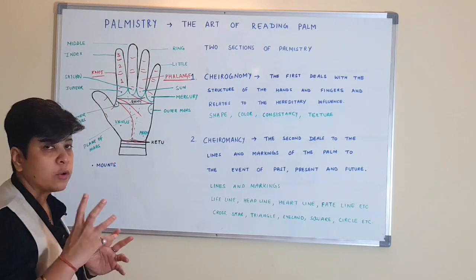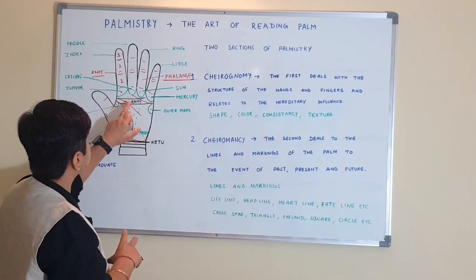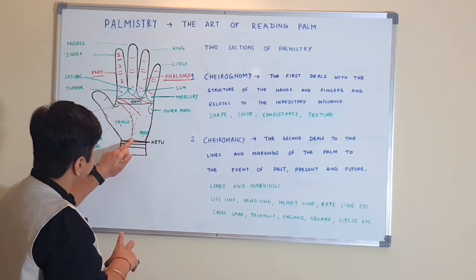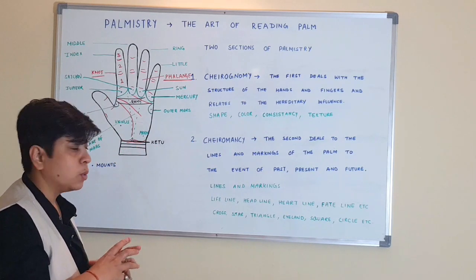Then we have two shadowy planets, one is Rahu and the other one is Ketu. So this area is devoted to Rahu, and this area, a little bit curvy, is devoted to Ketu.